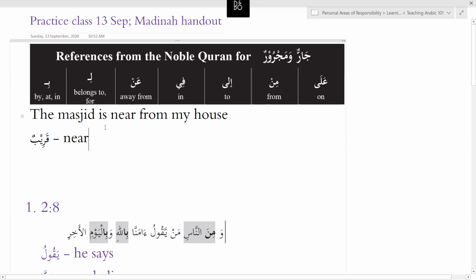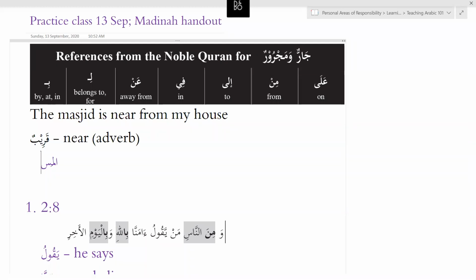No, sorry. Qaribun is an adjective. Okay, so this is a noun or an adjective. This is in fact an adverb. Okay, qaribun. Use qaribun like talibun, like any other word. How would you say the masjid is near from my house? Sadia. Al masjidi qaribun min baiti.